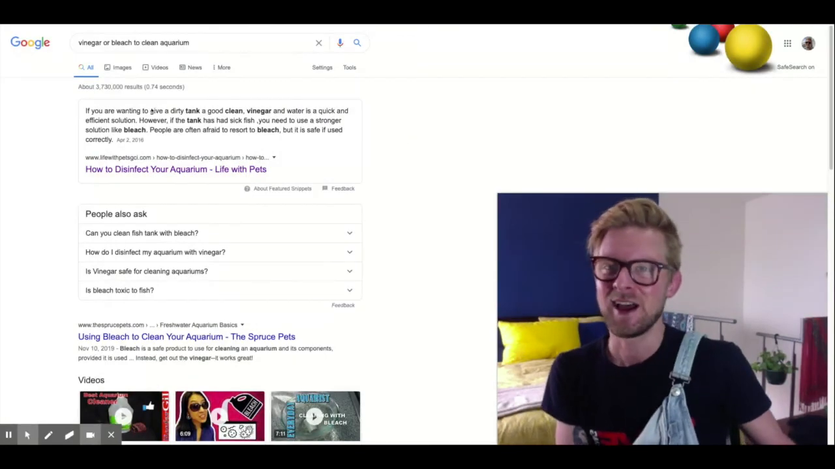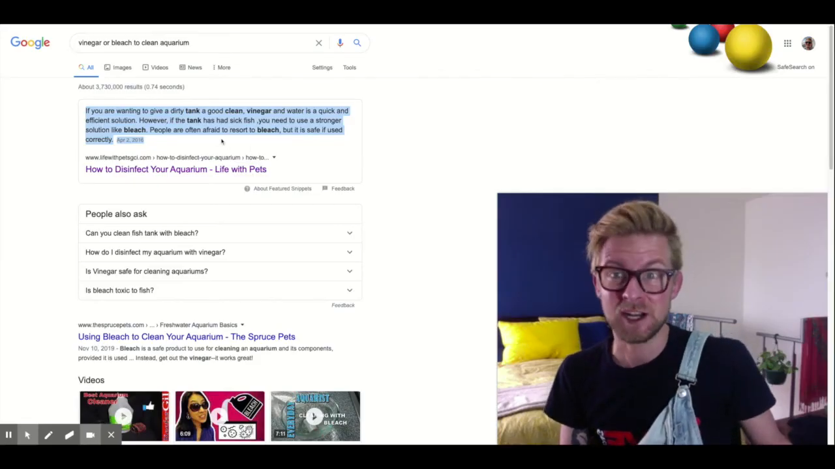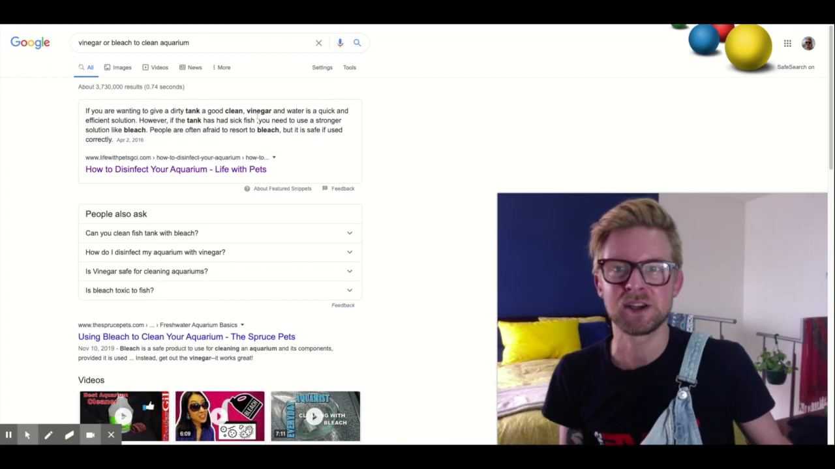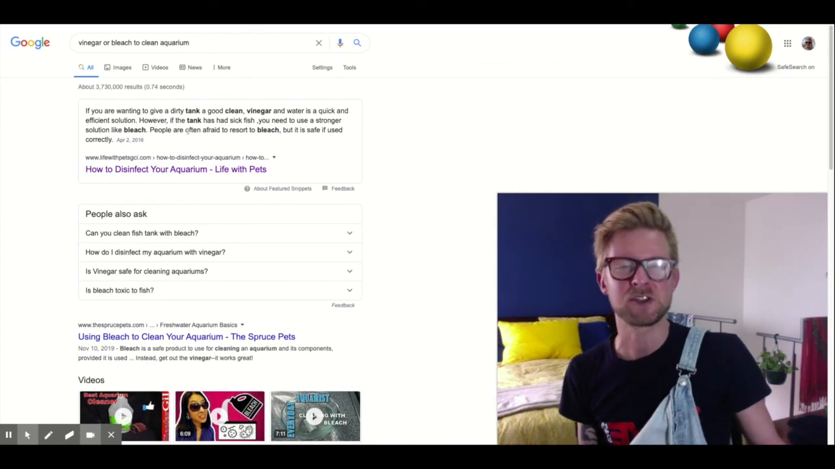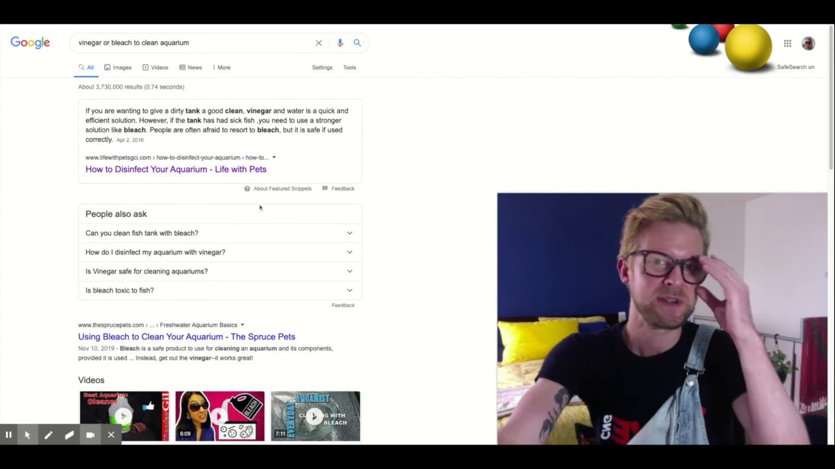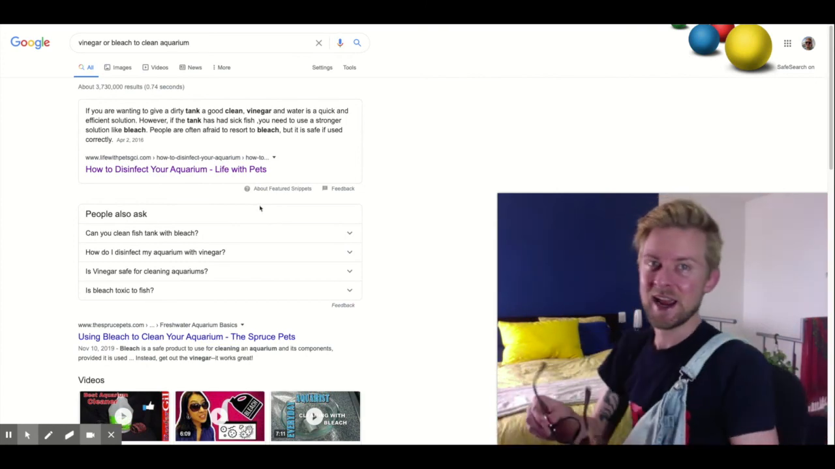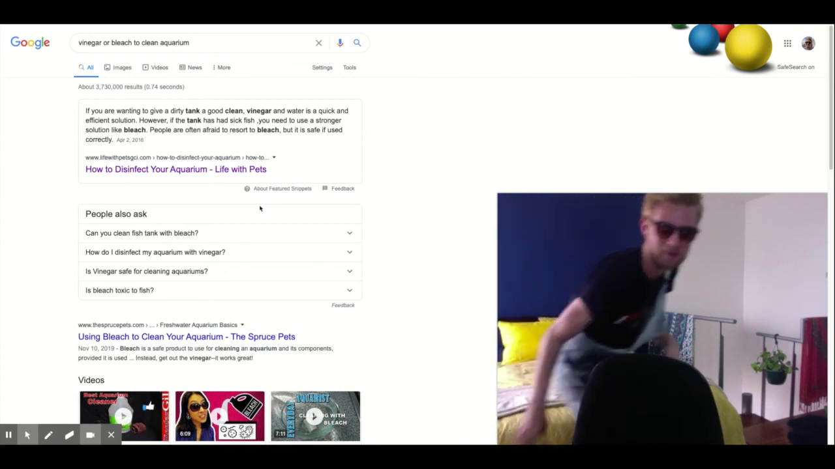As you can see from this very easy, simple, quick Google search, I can use either vinegar or bleach. Vinegar is good to use as a quick, efficient solution. If the tank had sick fish, I should use bleach, but there weren't any sick fish in there. And so I'm going to get to creating a vinegar mixture so that I can start this next project.